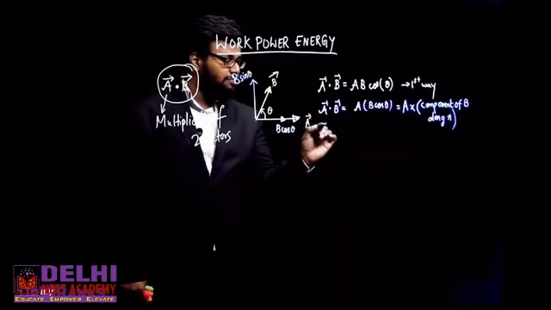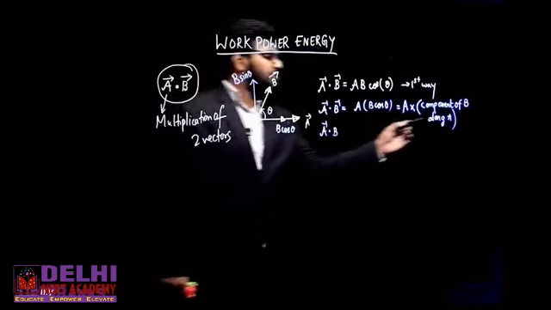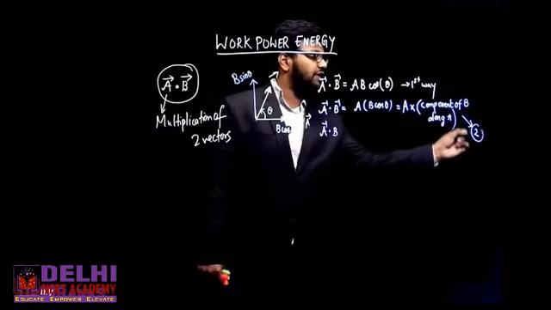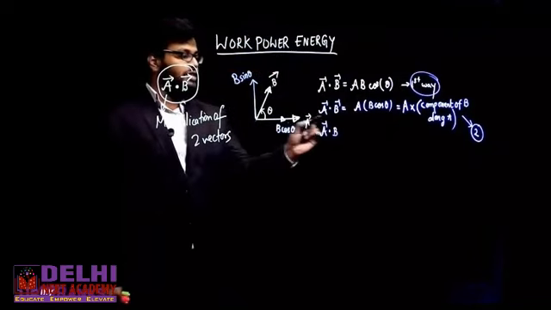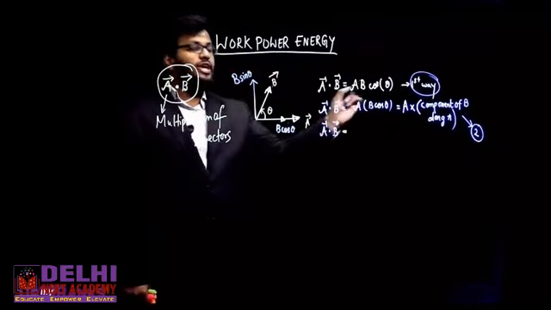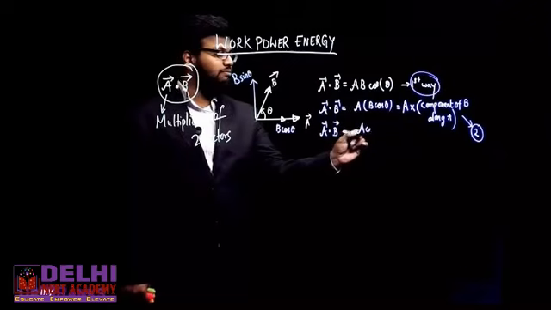Another way of writing a dot b is, this is the first way, this is the second way of writing. And the third way of writing a dot b is, I can group a into cos theta as one term into b.